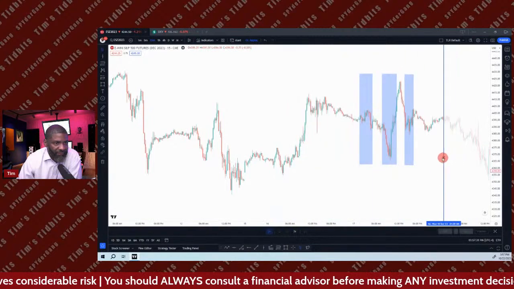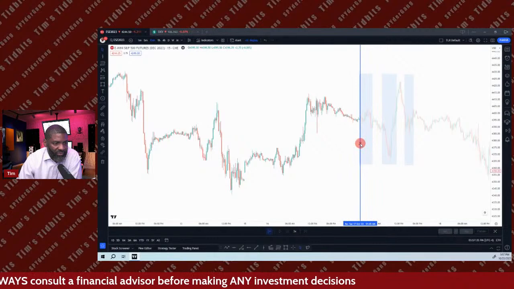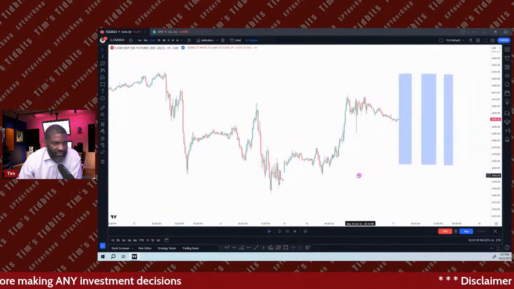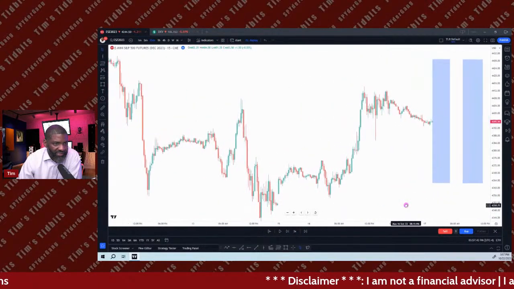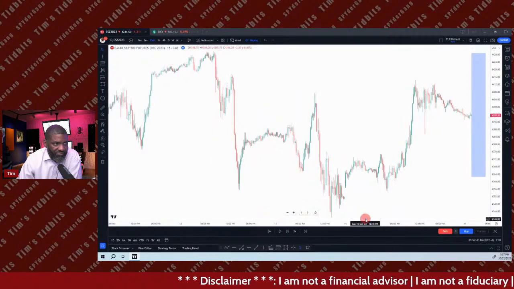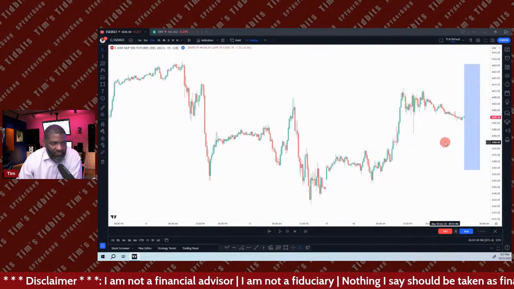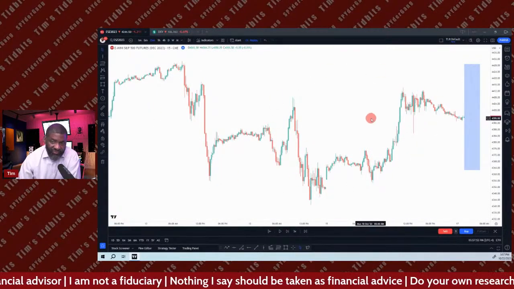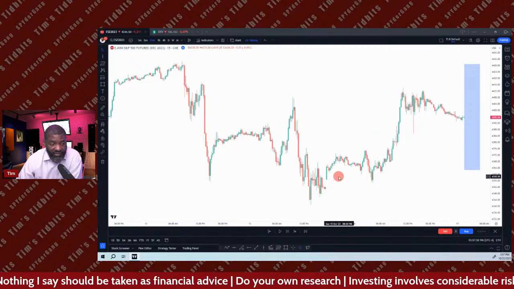Let's come back. I'm going to knock off all of this, and we're coming right before the London kill zone starts off. So before the London kill zone starts off, just looking at this price action, just for this smaller amount of time that we're looking at.